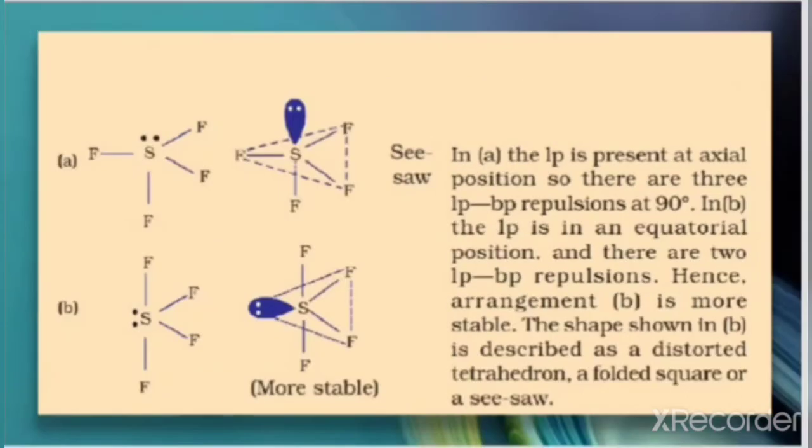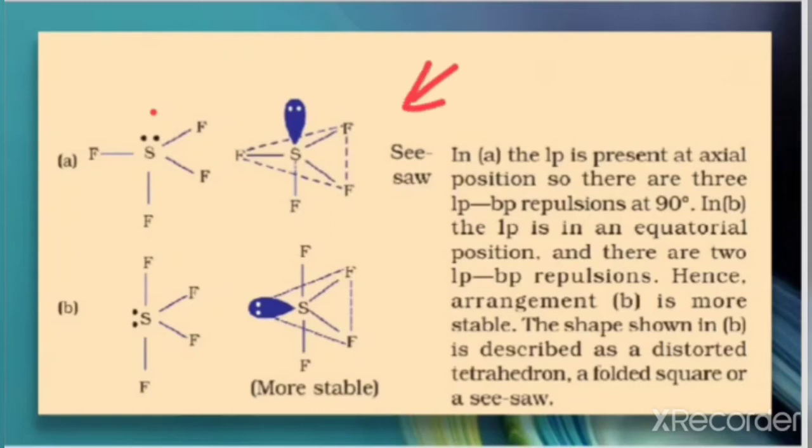Let us take the next case, that is SF4. In SF4, the total number of bond pairs is 1, 2, 3, 4, that is 4 bond pairs, and there is only a single lone pair. That is, here on the sulfur there is a single lone pair. So the total number of pairs is 5, so the geometry is trigonal bipyramid.